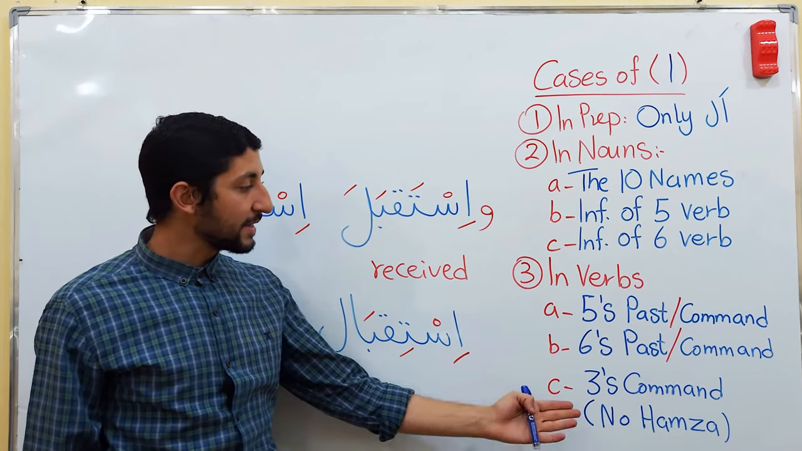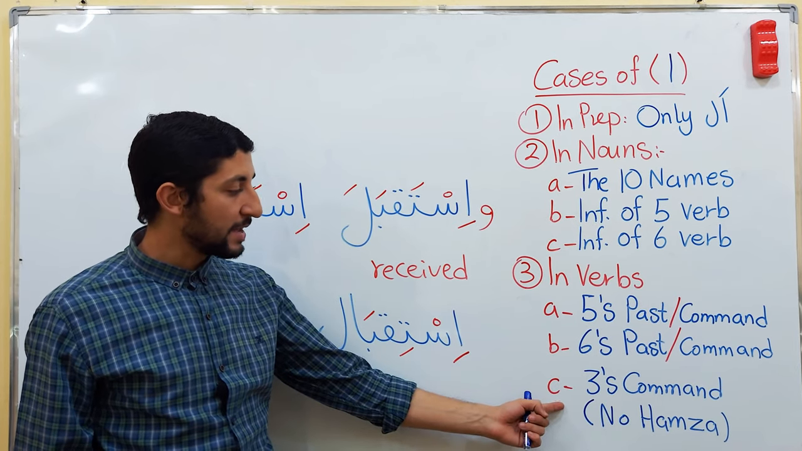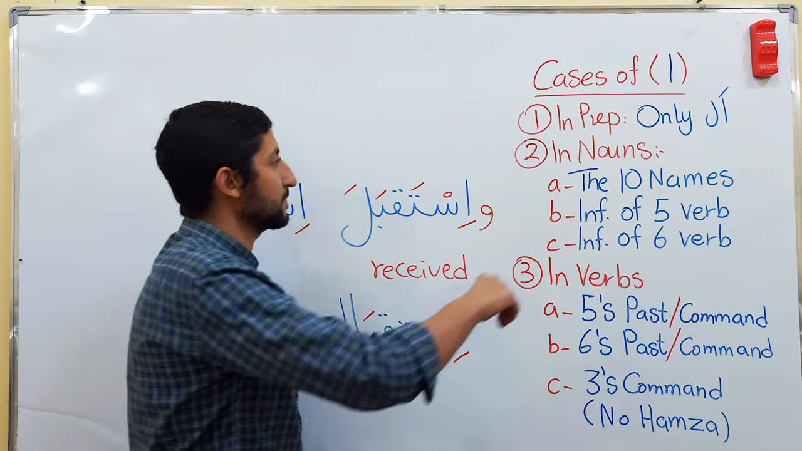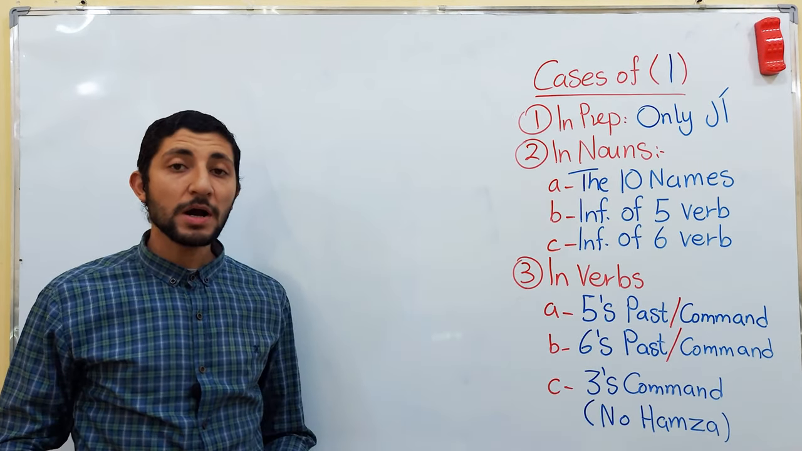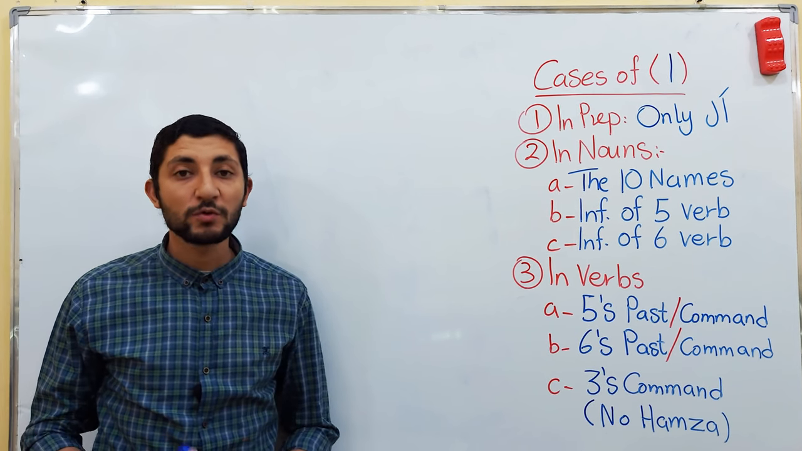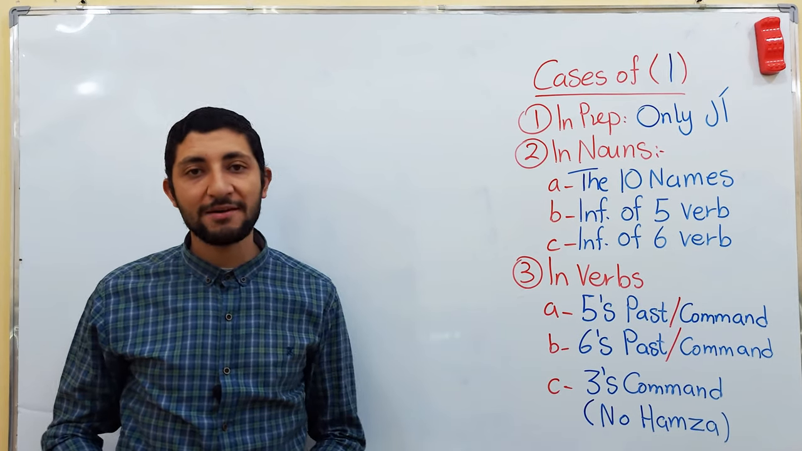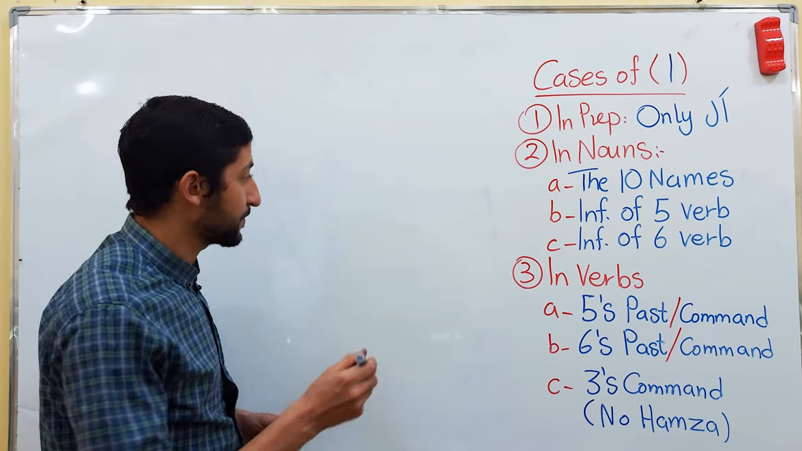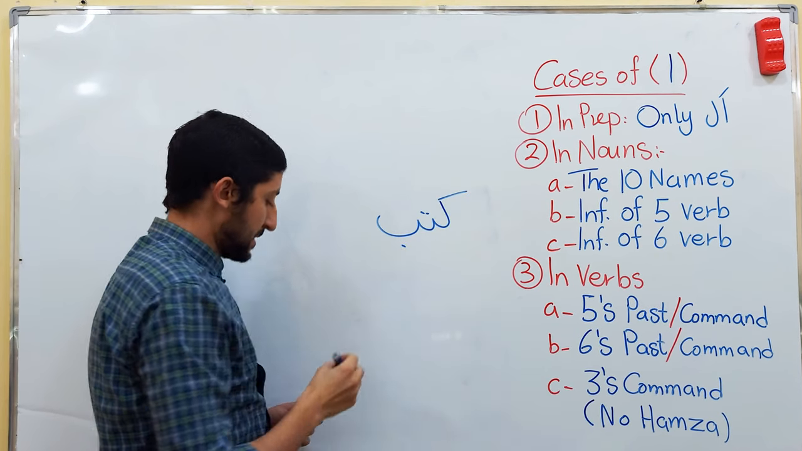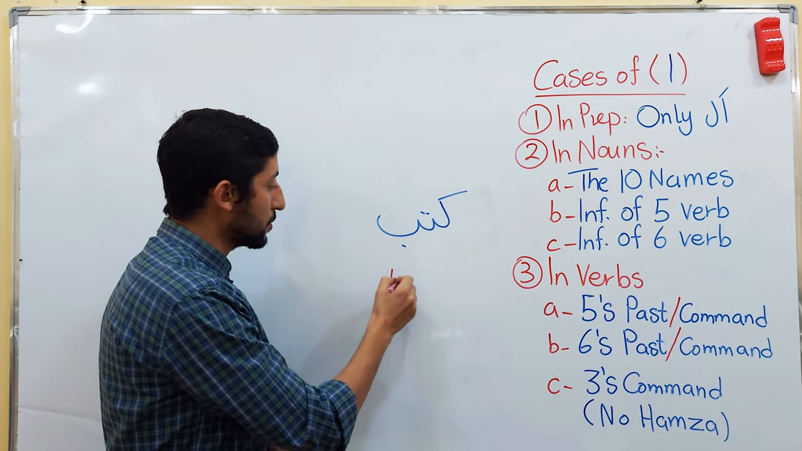Okay. The last thing, these two we already covered. The last thing we have is the command of triple verb. Let's see it. Sometimes a triple verb doesn't have همزة or ألف originally in the verb. That's why I wrote here no همزة. Like this verb, كتب. This is a past verb, means wrote.